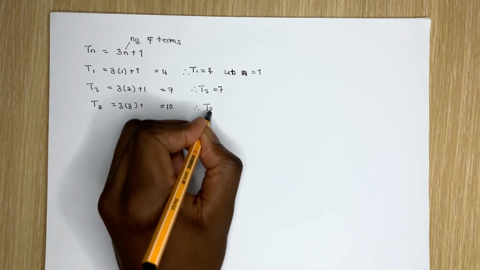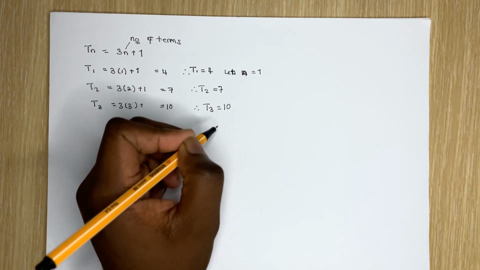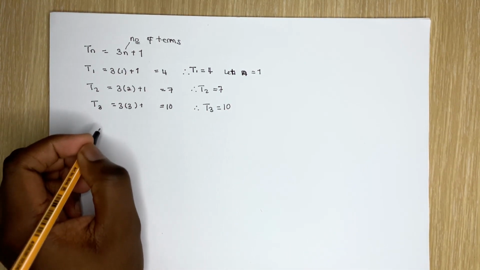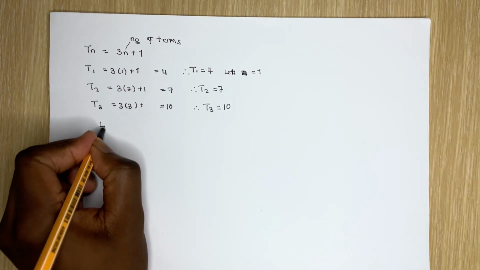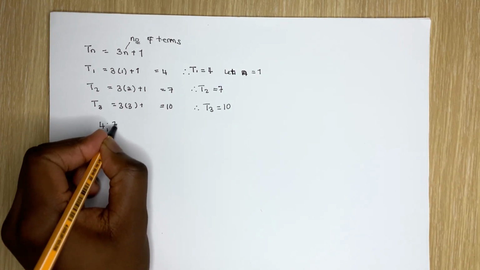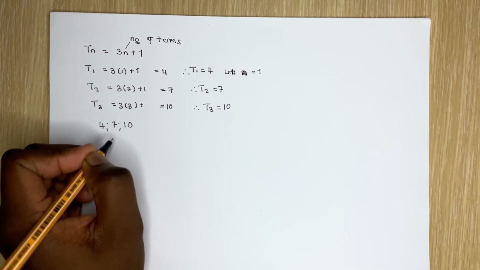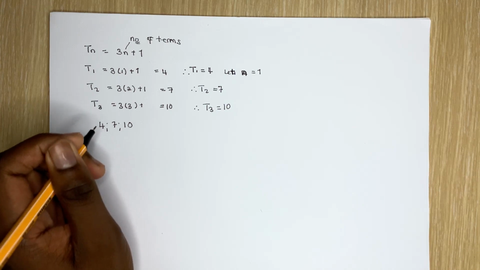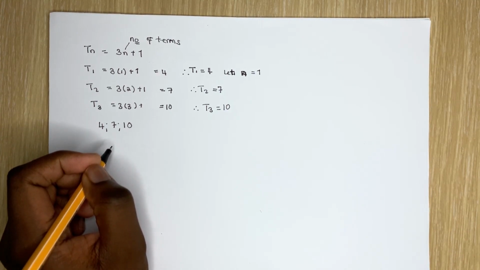Therefore, T3 equals 10. So we're saying the first 3 terms of this sequence are going to be 4, 7, and 10. Okay, and it is always good to check if it's correct.